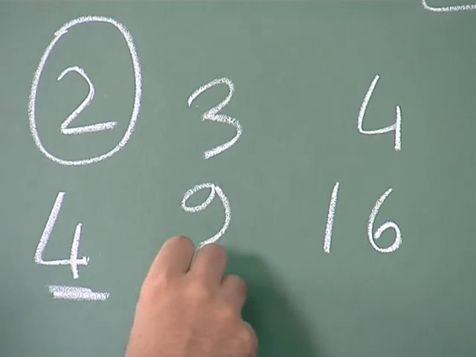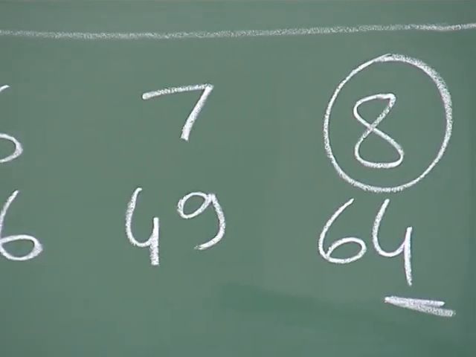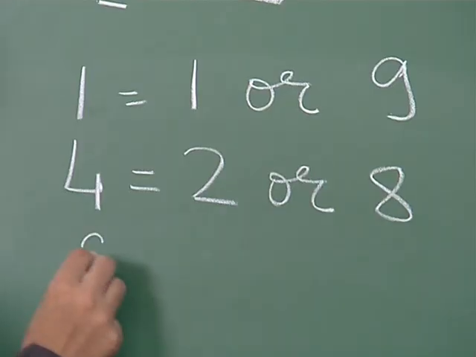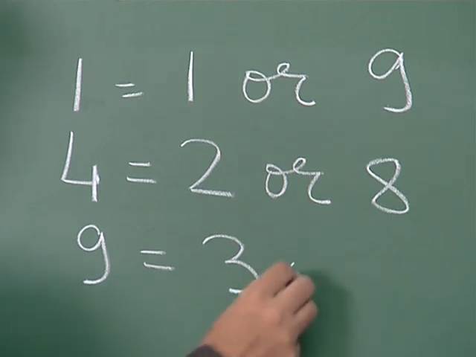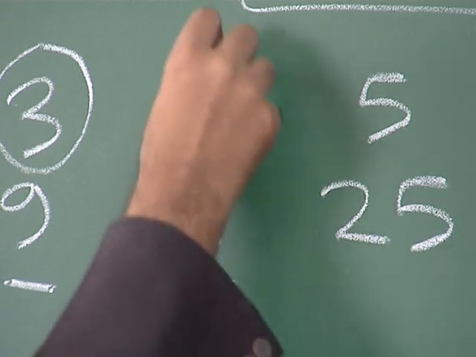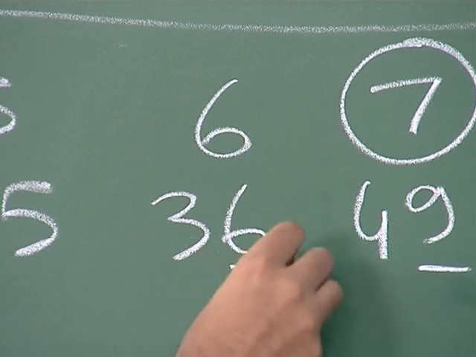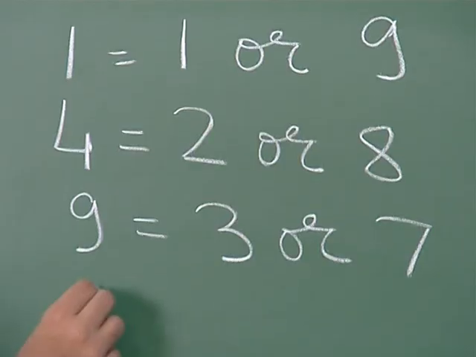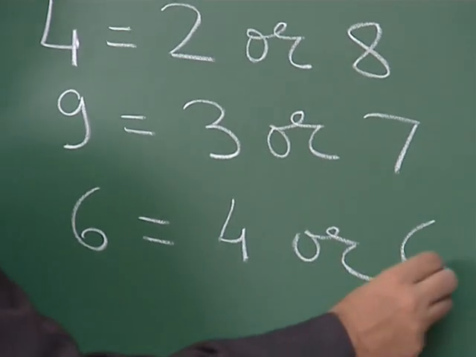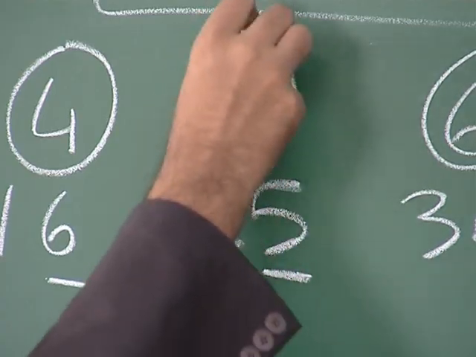If the square ends in 9, square root will end in 3, or if the square ends in 9, square root will end in 7. 9 equals 3 or 7. Square ends in 6, square root will end in 4, or if the square ends in 6, square root will end in 6. 6 equals 4 or 6. If the square ends in 5, square root will end in 5.